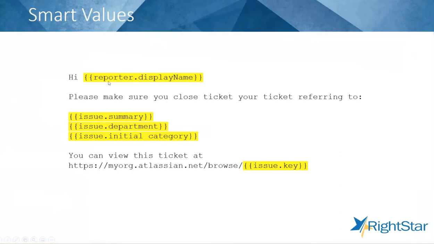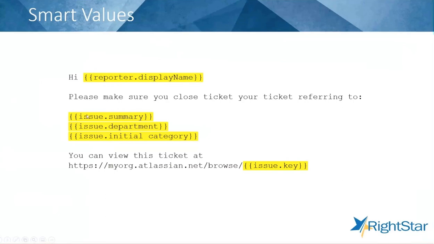Now, if we only said reporter, what we would get is the default value, and the default value in cloud, as many of you probably know, is that very ugly looking UUID that Atlassian generates as the username for every user. In order to get the actual display name, we have to then call for the display name attribute on this reporter object.